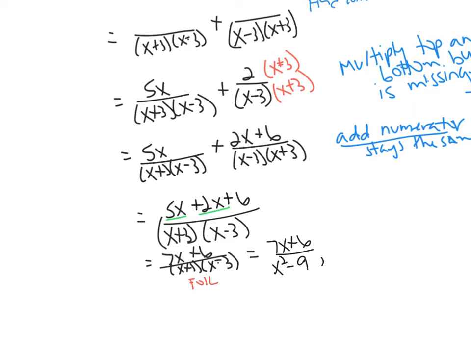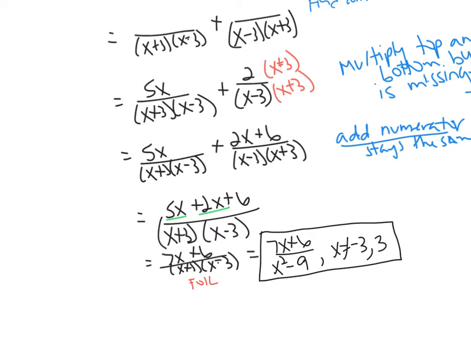Now, just like with multiplying and dividing rationals, our denominator can never, ever, ever be 0. So let's look at our common denominator. What was our common denominator here? Our common denominator was x plus 3 times x minus 3. Well, if x plus 3 cannot equal 0, that means that x cannot equal negative 3. And if x minus 3 cannot equal 0, that means that x cannot equal positive 3. So we have to add on those restrictions to the domain. So this would be your final answer along with restrictions to the domain.